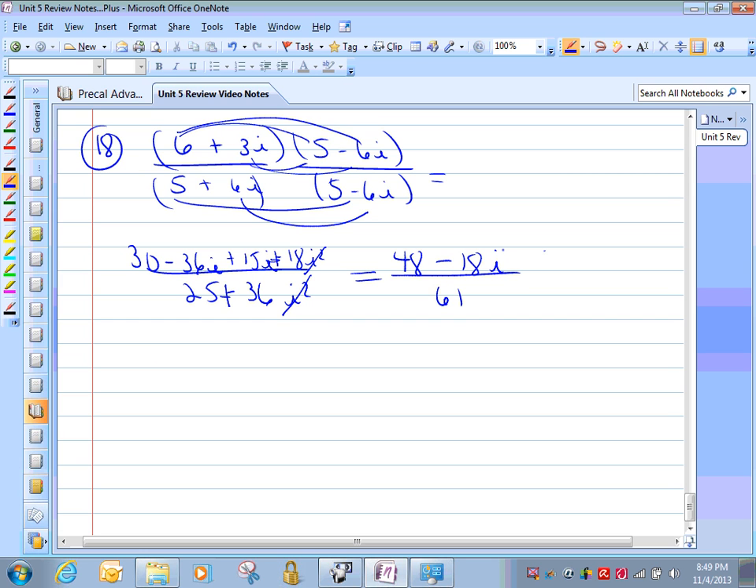And if we want to write it in the right form, we would have 48 over 61 minus 18 over 61i. A plus bi form. And I don't think you can reduce those. So that would be our final answer.